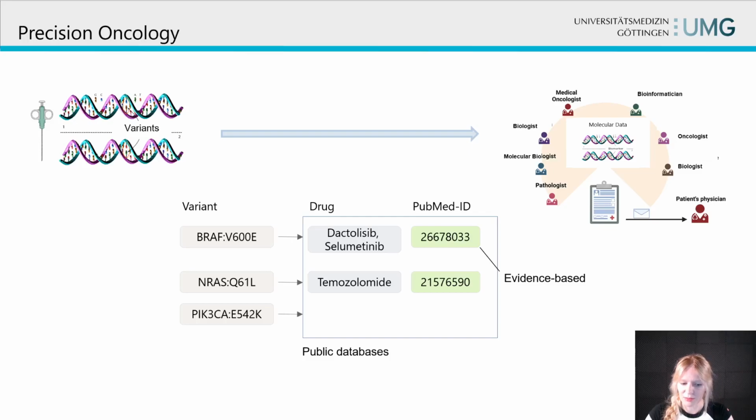For this purpose, we aggregate information from public databases where the effect of each treatment on a cancer variant has to be proven by at least one study to ensure evidence-based information. The results of the variant interpretation are then discussed in a molecular tumor board, which is an interdisciplinary committee which discusses each cancer patient on an individual basis and makes a treatment recommendation.